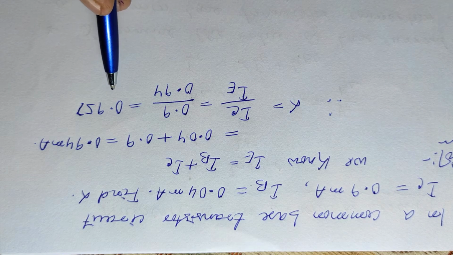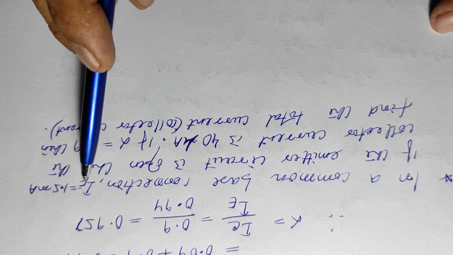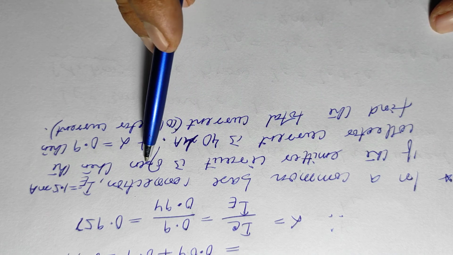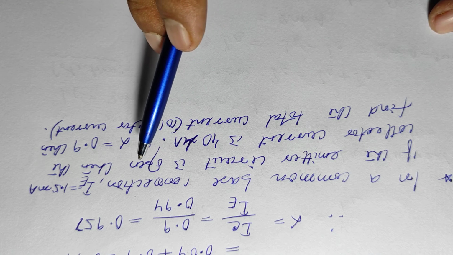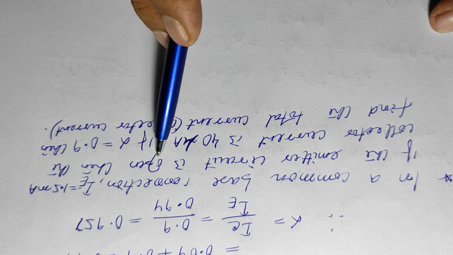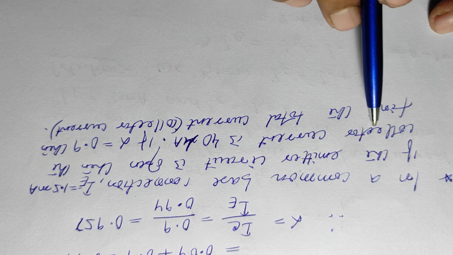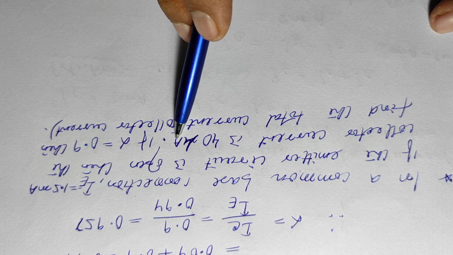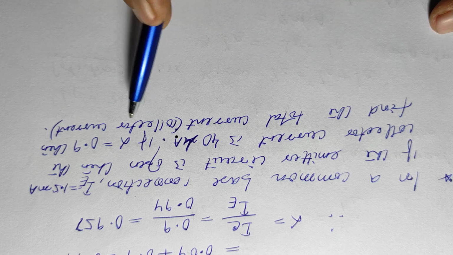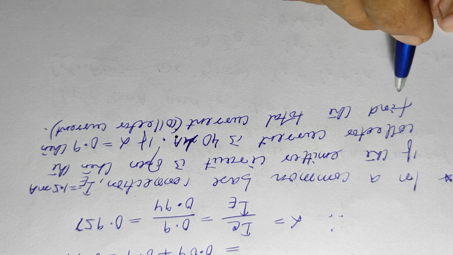Okay. So let us move. See here, in a common base connection, IE emitter current is equal to 1.5 milliampere. If the emitter circuit is open, that means in this case there will be ICBO, as I have told you. If the emitter circuit is open, that means there will be no current in the emitter circuit. Then the collector current is 40 microampere. If alpha is 0.9, then find the total collector current. Total current means total collector current here.